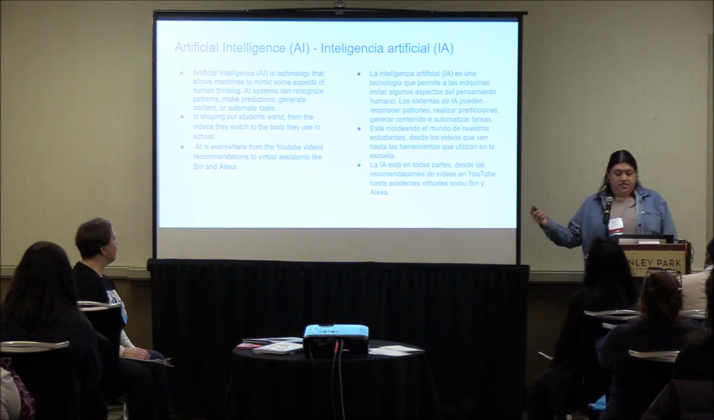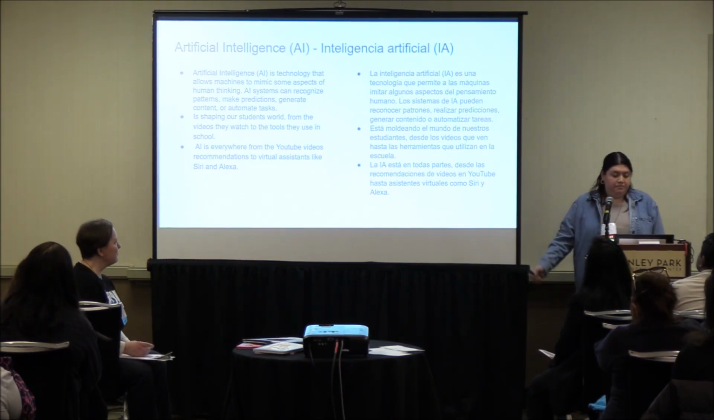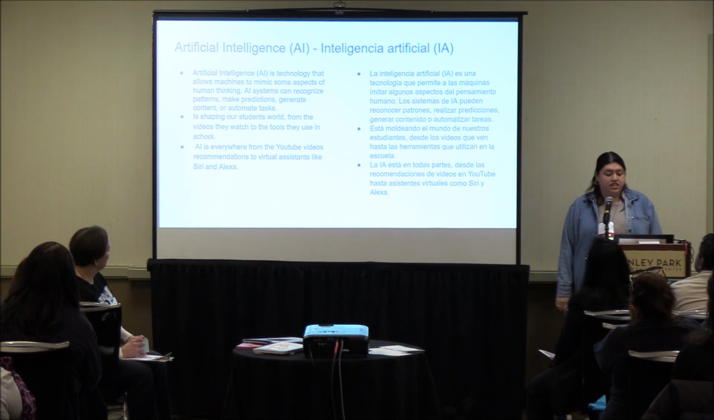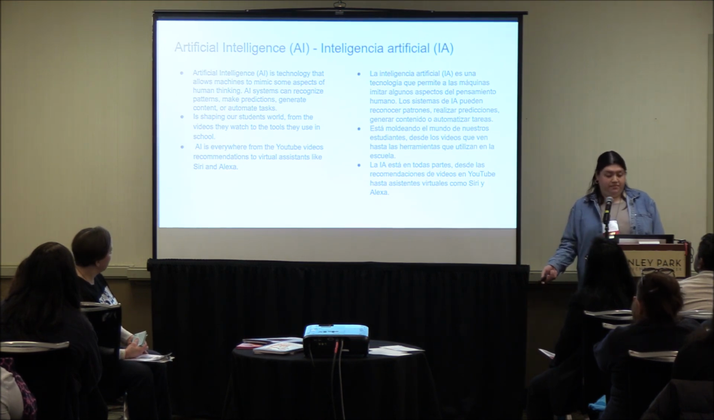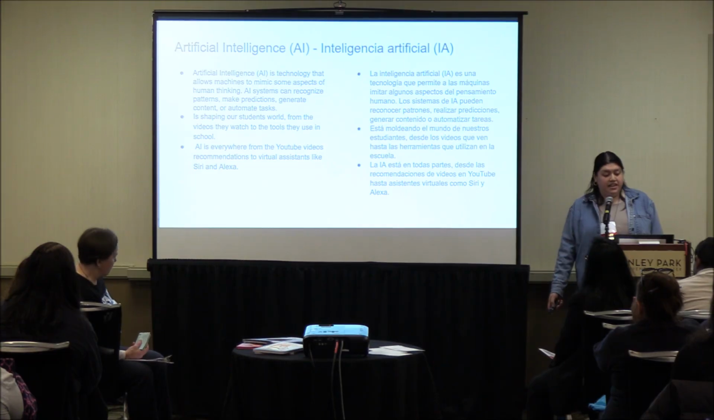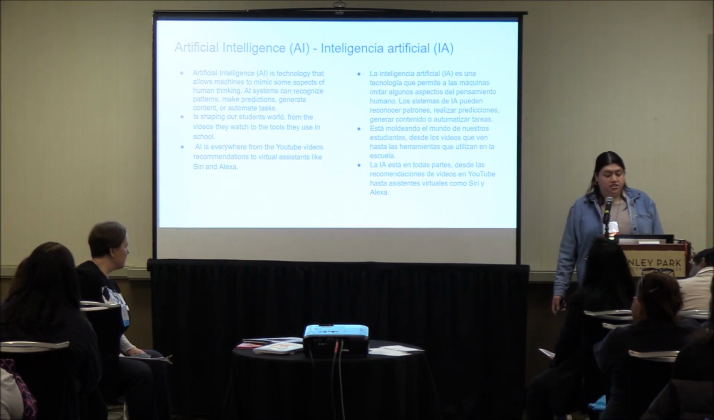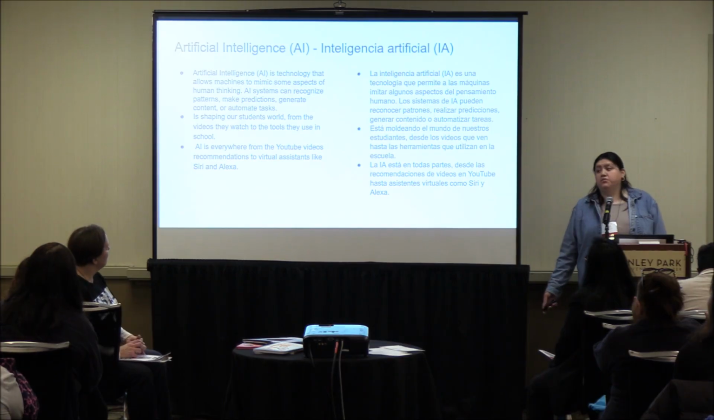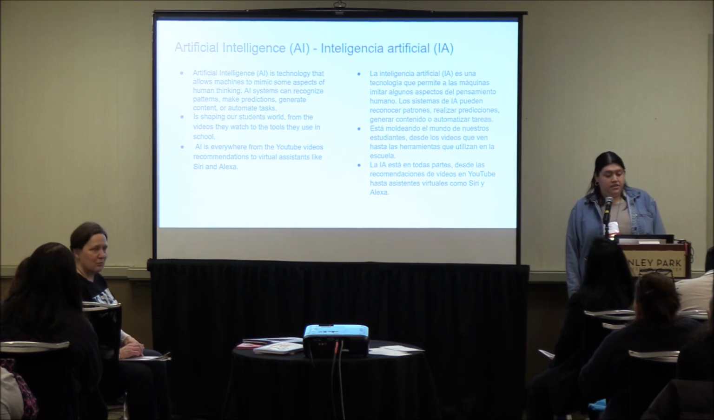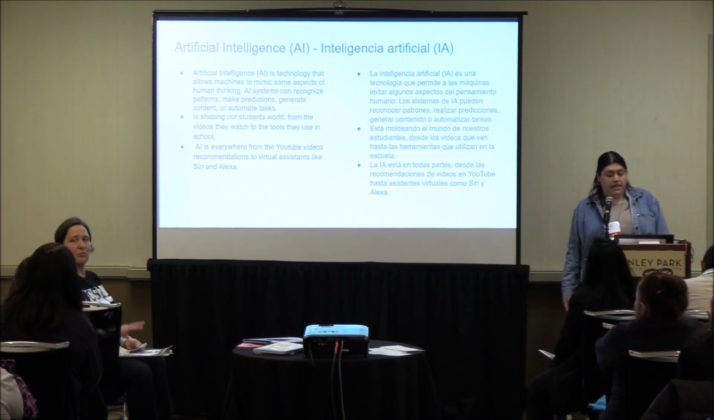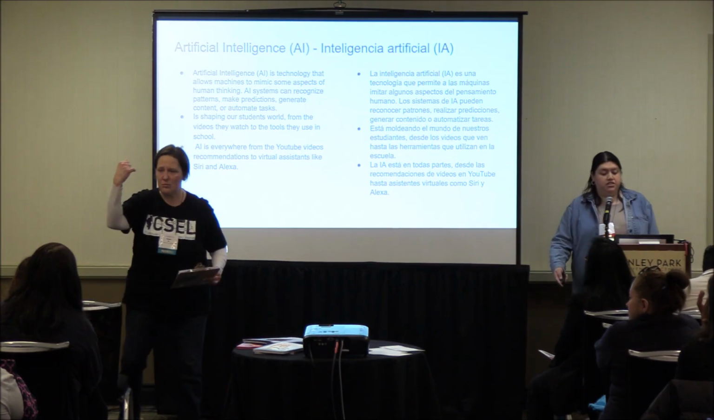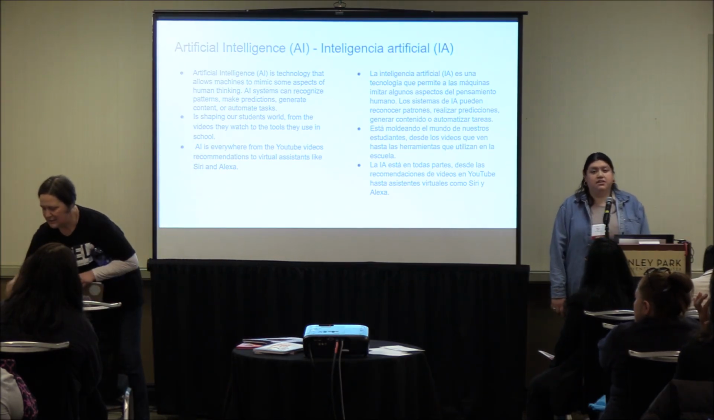So artificial intelligence, I'm just going to read it off of here. Artificial intelligence is technology that allows machines to mimic some aspects of human thinking. AI systems can recognize patterns, make predictions, generate content, and automate tasks. It's shaping our students' world. From videos they watch to tools they use in school, AI is everywhere, from YouTube video recommendations to virtual assistants like Siri and Alexa.